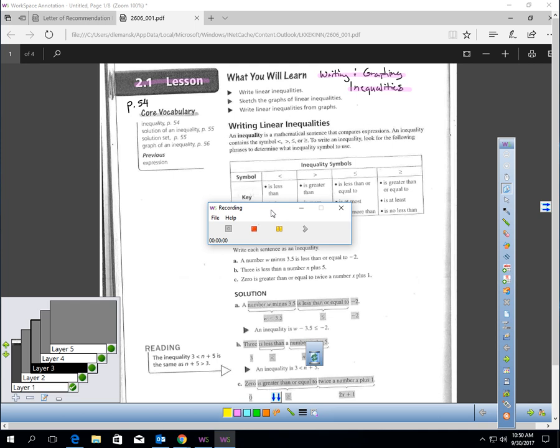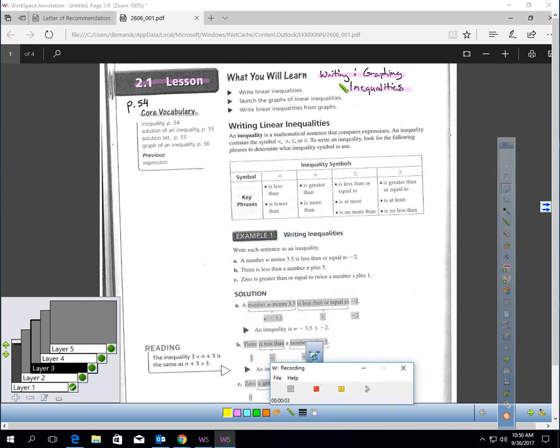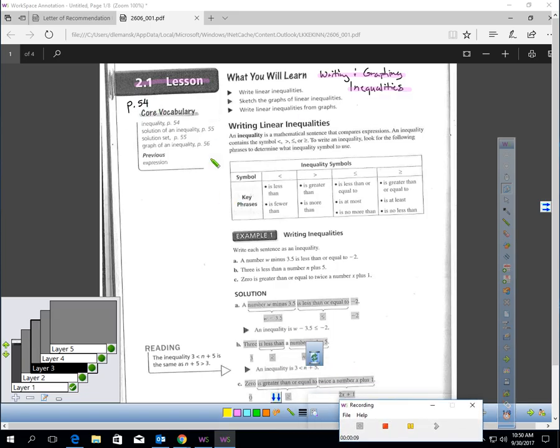This is lesson 2.1, writing and graphing inequalities. You should be on page 54. In this lesson, you will learn how to write a linear inequality, how to sketch the graphs of linear inequalities, and how to write linear inequalities from graphs. Let's talk about writing linear inequalities first.